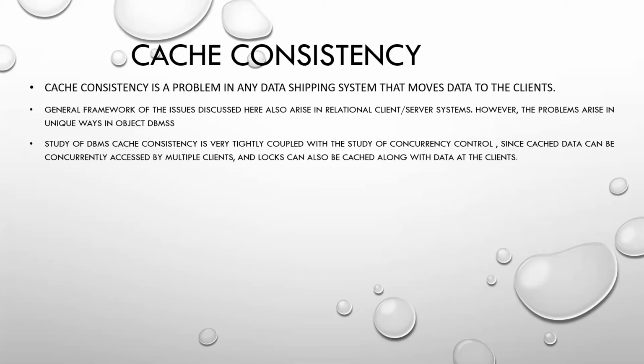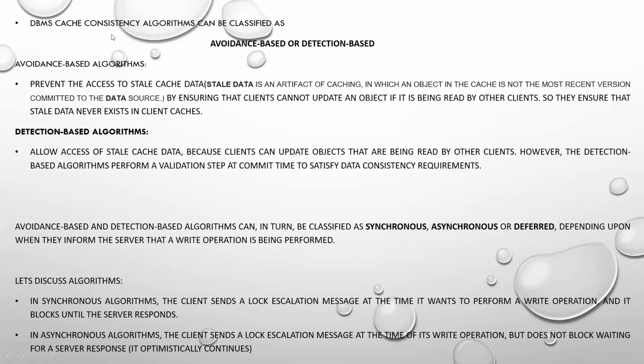Now let us go to the next part. Cache consistency algorithms can be divided into two types: avoidance based and detection based. Avoidance based suggests prevention, and detection allows stale data, but at commit time it checks. It's a validation step in detection based algorithms.